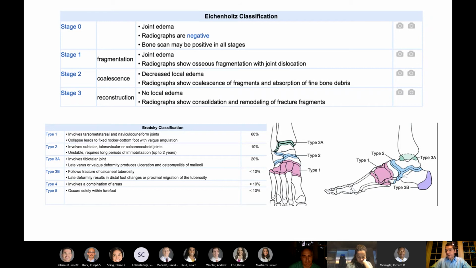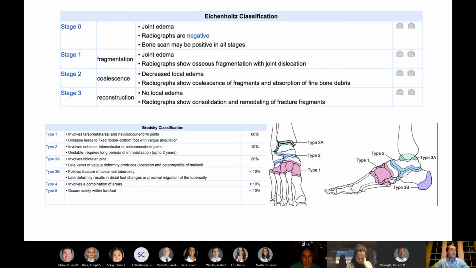It's just really an anatomic classification. Type 1 being the most common, yet least clinically severe. Most frequently, it can be treated non-operatively. It involves the TMT and NC joints. Progressive collapse can lead to a rocker bottom foot and a midfoot ulcer.